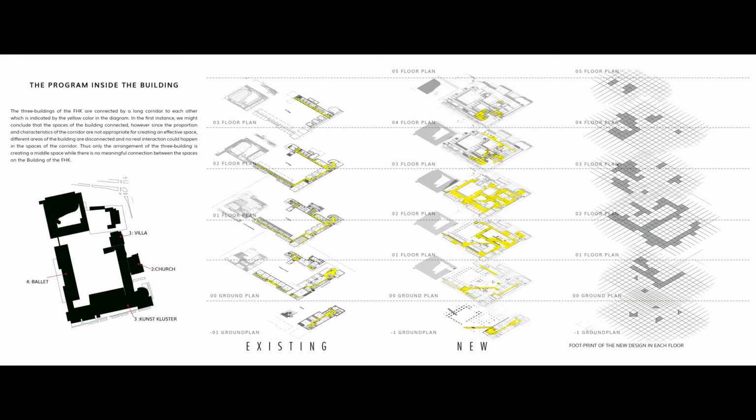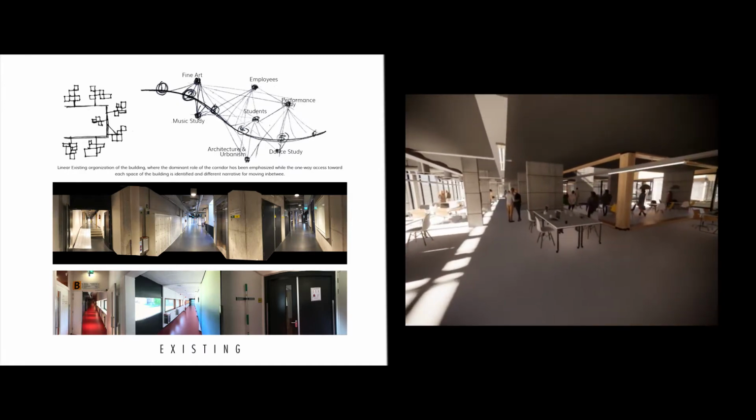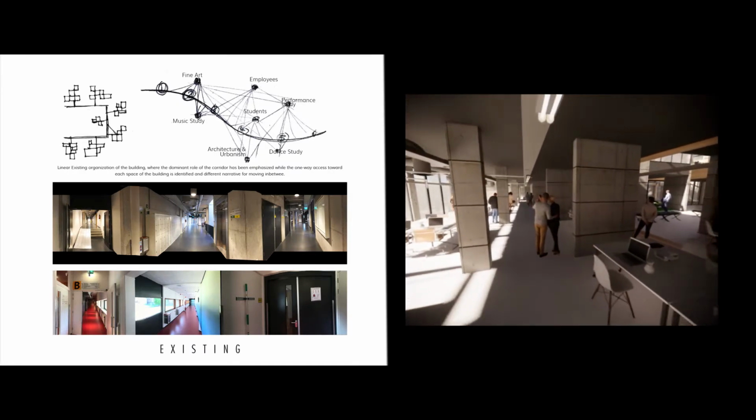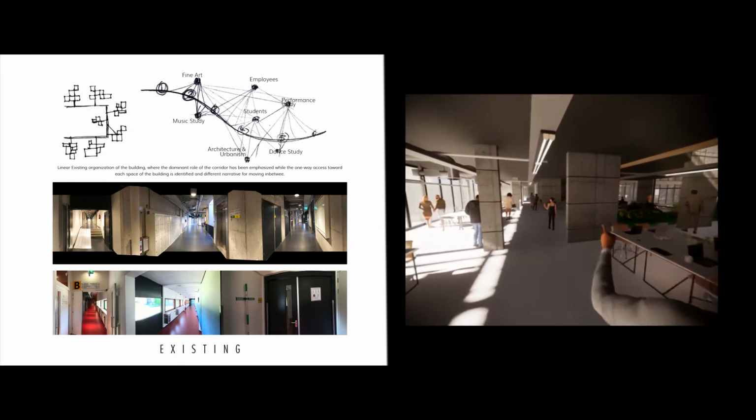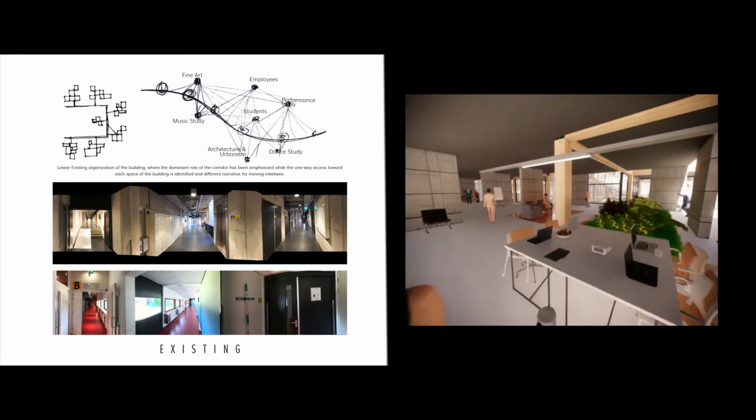Okay, here you see that in the existing situation, the yellow is the main existing corridor, but in the new situation, all the yellow is the common and shared spaces which help the spaces of the school. Here you can see the main organization of the building, which is like a line, and every space is connected to this line, but in the new situation I try to mix it in a hybrid way. And then you can compare the existing corridor with the new situation, where I just removed all the walls and it's open, and every person could talk and interact with each other.